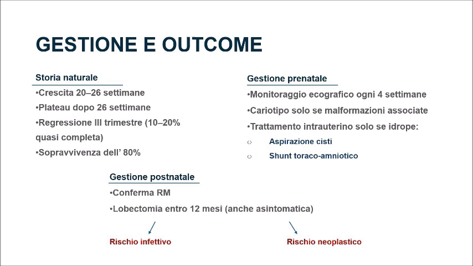Postnatal therapeutic management involves a lobectomy within the first 12 months of birth. This should be performed even if the newborn is asymptomatic, due to the potential risk of infection and the low but present risk of neoplasia. The surgical technique used can be thoracotomy with lobectomy, but the endoscopic approach is increasingly being adopted.